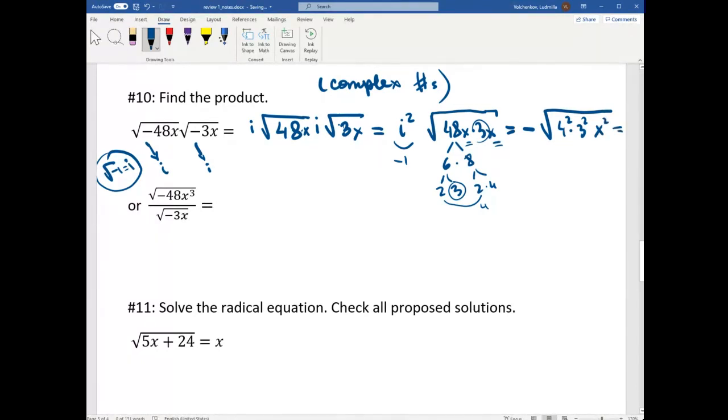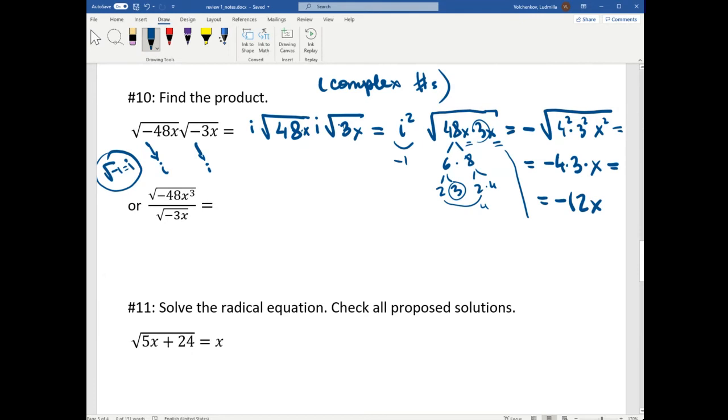Since all these numbers are positive, the square root of 4 squared is 4. The square root of 3 squared is 3. The square root of x squared is x, since x is positive. And the answer will be -12x. In the second example, in a different variant, you may have a fraction.